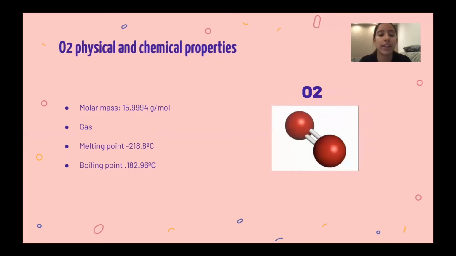And the last one is oxygen. Its molar mass is 15.99 grams per mole. It's a gas also. Its melting point is minus 218.8 Celsius, and its boiling point is minus 182.96 Celsius. The physical properties of a compound depend mainly on the type of bond that holds the atoms of a molecule together. These can indicate the type of structure, and it predicts its physical properties.